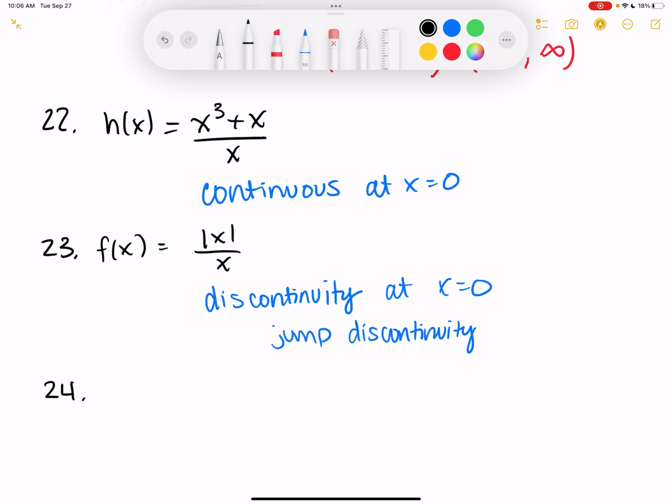All right, do 24 as well, just for more practice. G of x equals x over x minus 2. Let's try to do it by ourselves. I'm just going to put parentheses everywhere. After I do it, you can. Divided by alpha x minus 2.